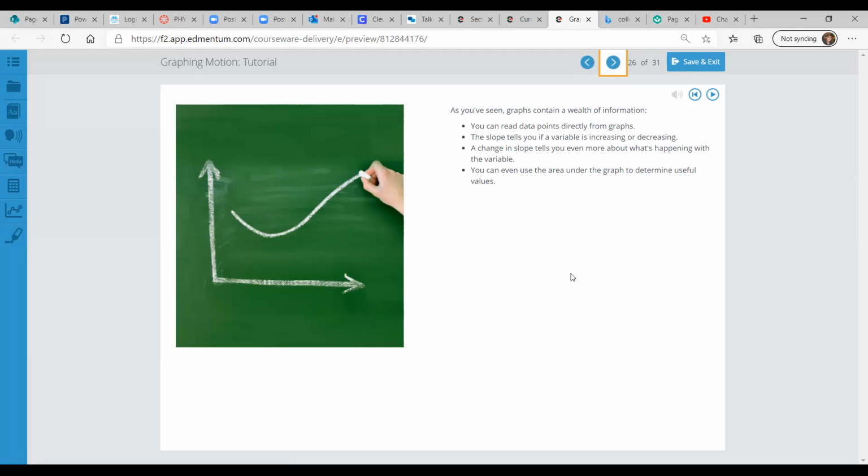So as you can see, graphs have a lot of information. You can read data points directly from graphs. The slope tells you if a variable is increasing or decreasing. A change in slope tells you even more about what's happening with the variable. And then you can use the area under the graph to determine other values too.